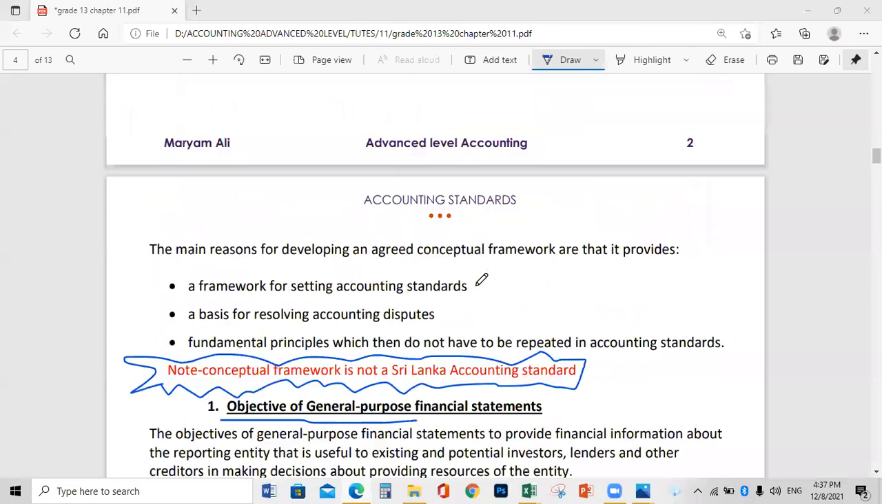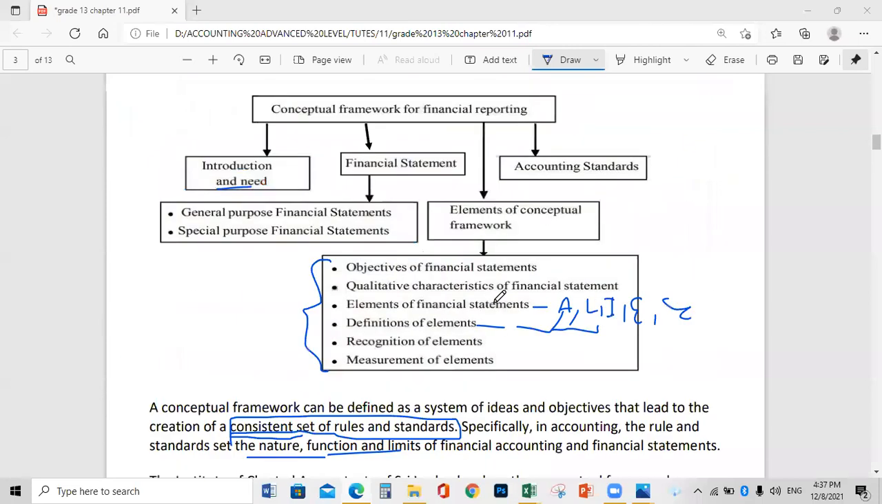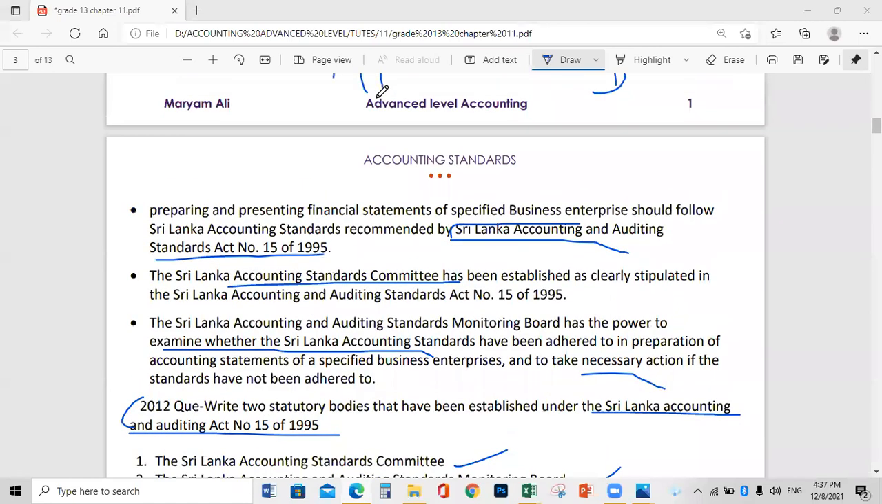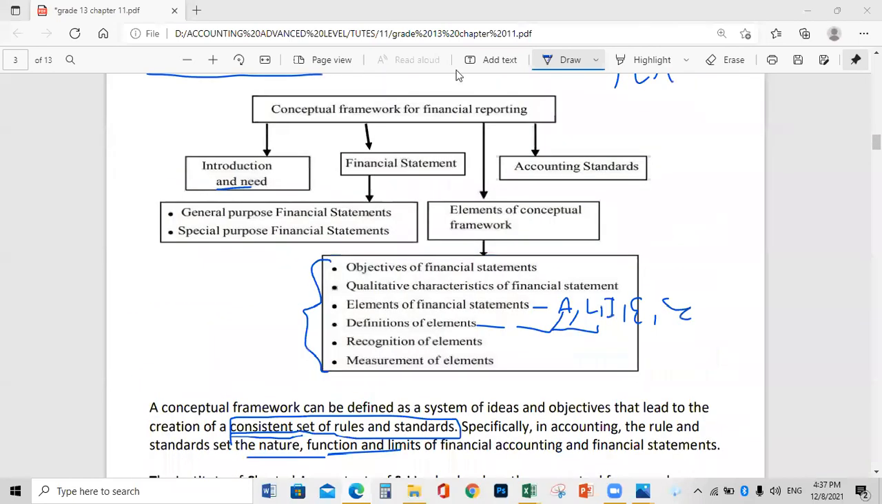I'll just go through once again, guys. Conceptual framework. It is prepared by whom? It is developed by ICS Sri Lanka, that is the Chartered Accountants Sri Lanka. They only prepare, guys, the conceptual framework. Now conceptual framework is not an accounting standard. Accounting standards, guys, are a set of rules, right? So this conceptual framework helps when you prepare accounting standards. It helps, and the users find it easy because of this conceptual framework.